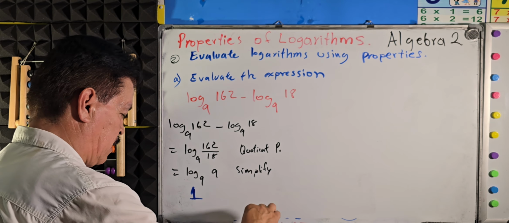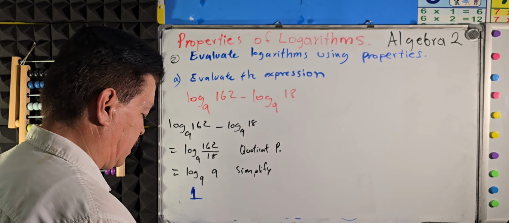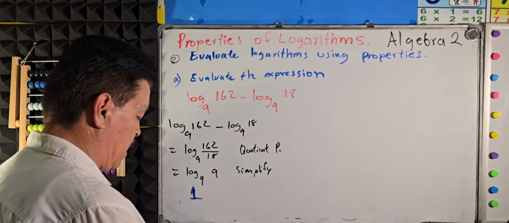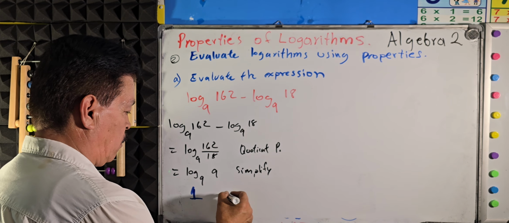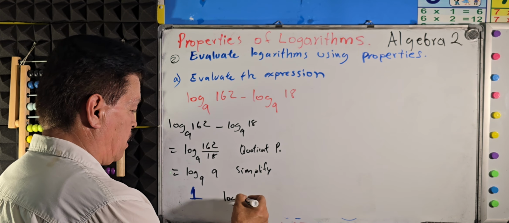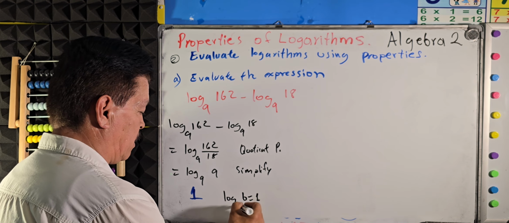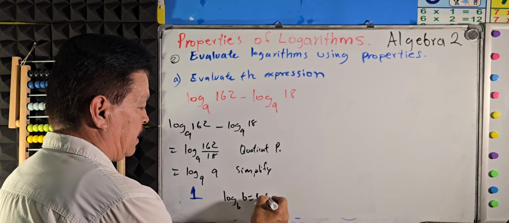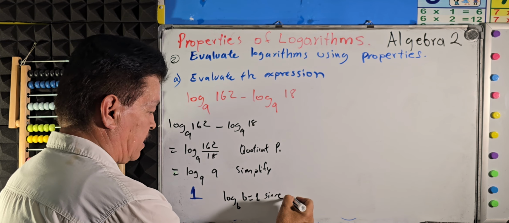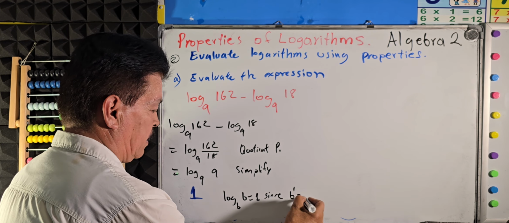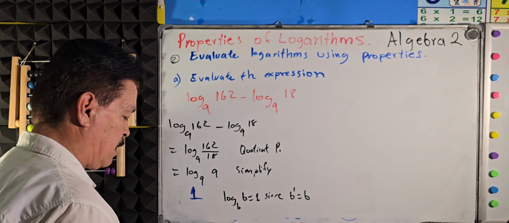Why is it equal to 1? What is the rule here? The rule says log with the base b of b equals 1, since b to the 1 power is equal to b, right?